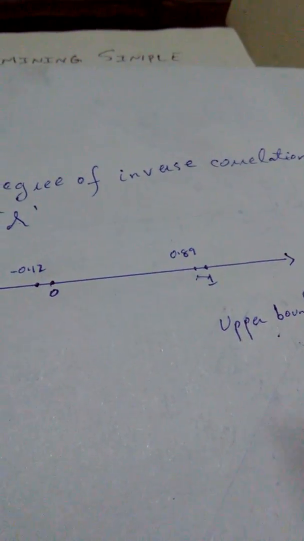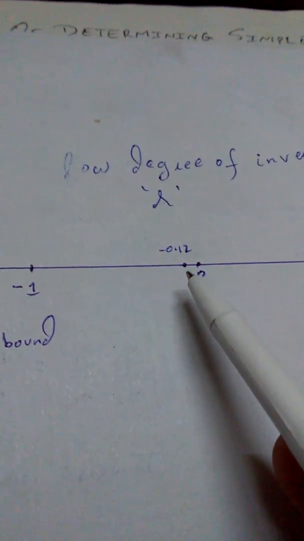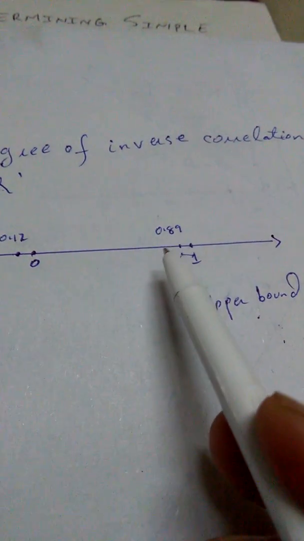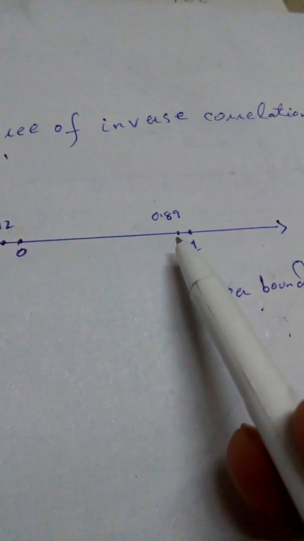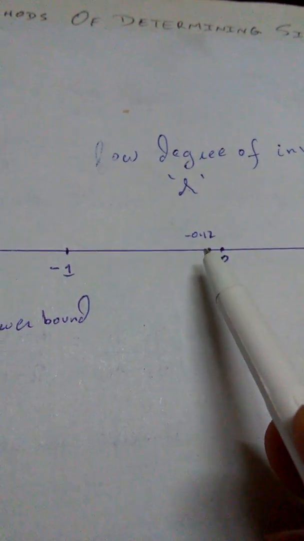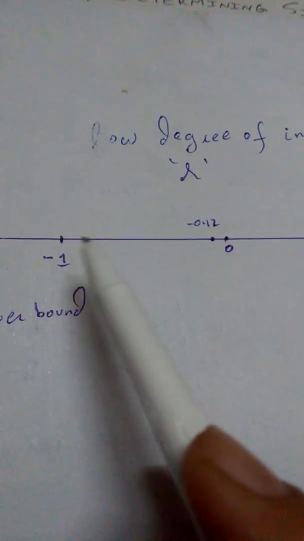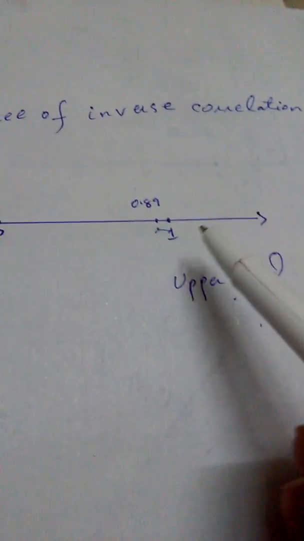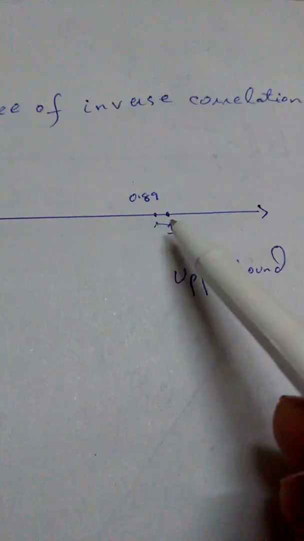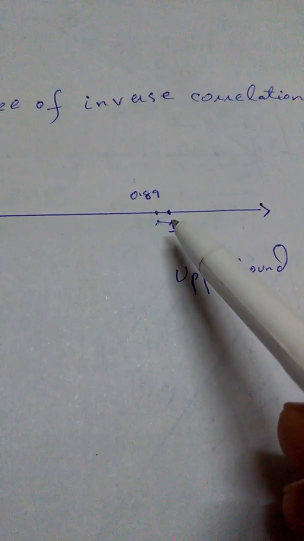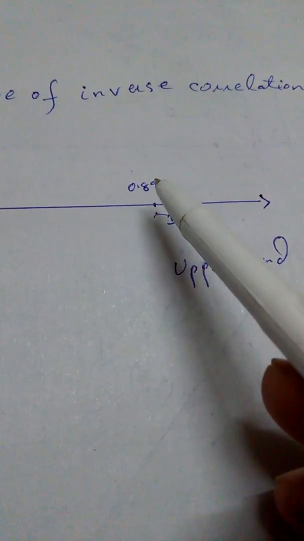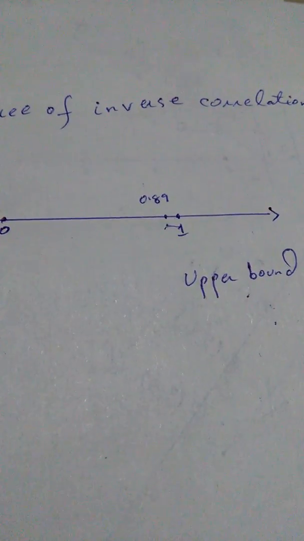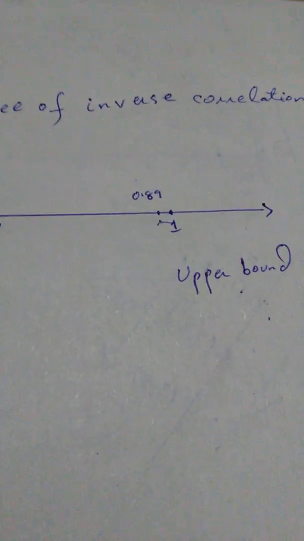And the degree we assign by observing the distance of the r value from the lower bound and the upper bound respectively. If it is positive, you examine its distance from the upper bound, and if it is negative, you examine its distance from the lower bound, and on that basis you assign the degree, either high or low. Here the distance of 0.89 from the upper bound is quite small, so you will say that this is a direct correlation of high degree. Okay, so that's it.